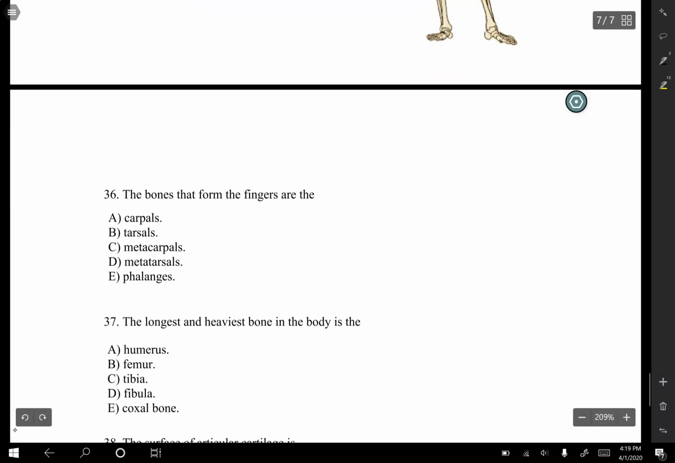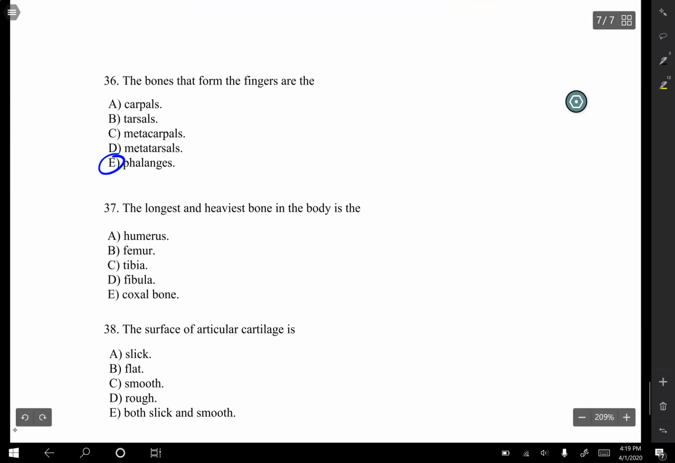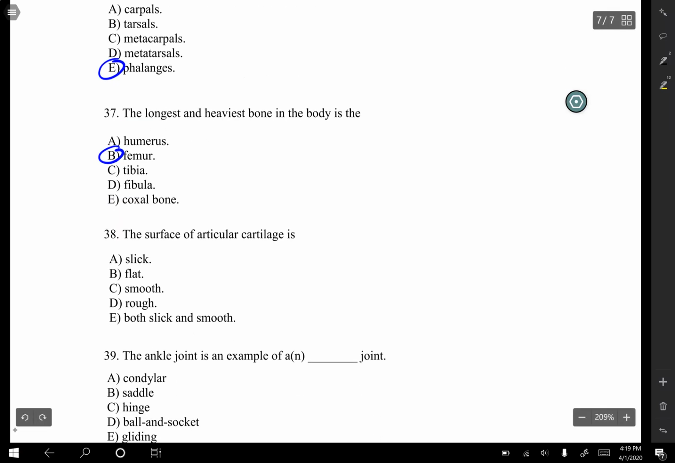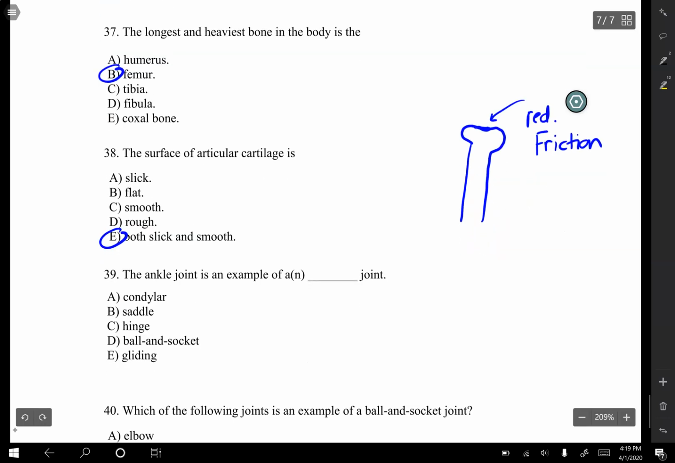All right, 5 more to go. The fingers are called phalanges. The longest and heaviest bone in the body, that's in your leg, it's your femur. The surface of articular cartilage, so let's say that's your bone, and that's the nubby end of your bone there. I told you that has a job, and it's to reduce friction. So if you're going to reduce friction, which of those choices would be good? It would be slick and smooth. Your ankle joint is a hinge joint.